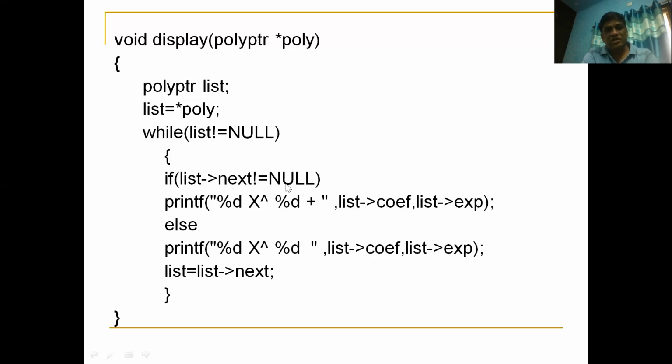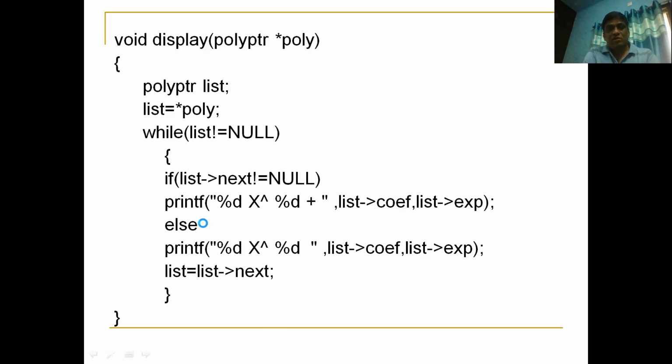If list->next not equal to null, then you keep a plus as a separation between terms. If it is the last term, then don't put that plus. And while list not equal to null, we simply display the corresponding information of the pointer, and then we move forward: list = list->next. This is simply the display function we used in singly linked list, except that there is some custom representation we used here in printf.